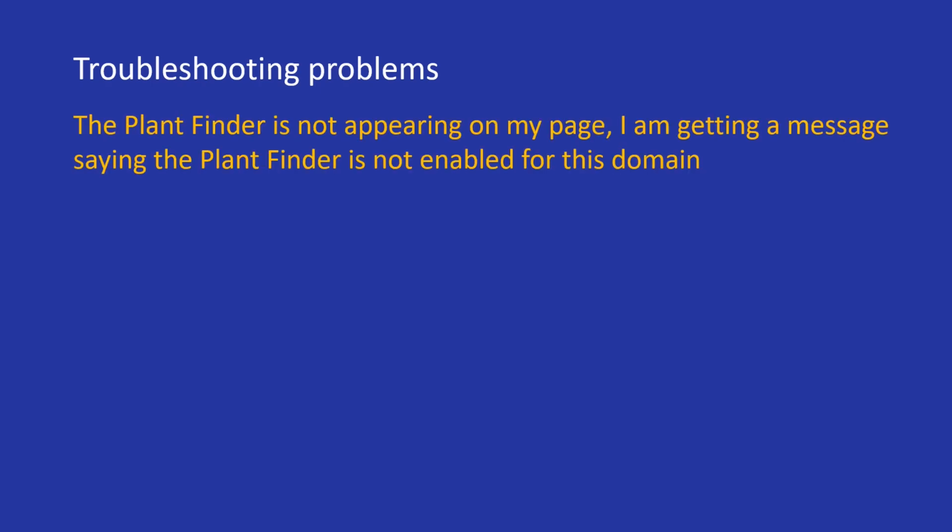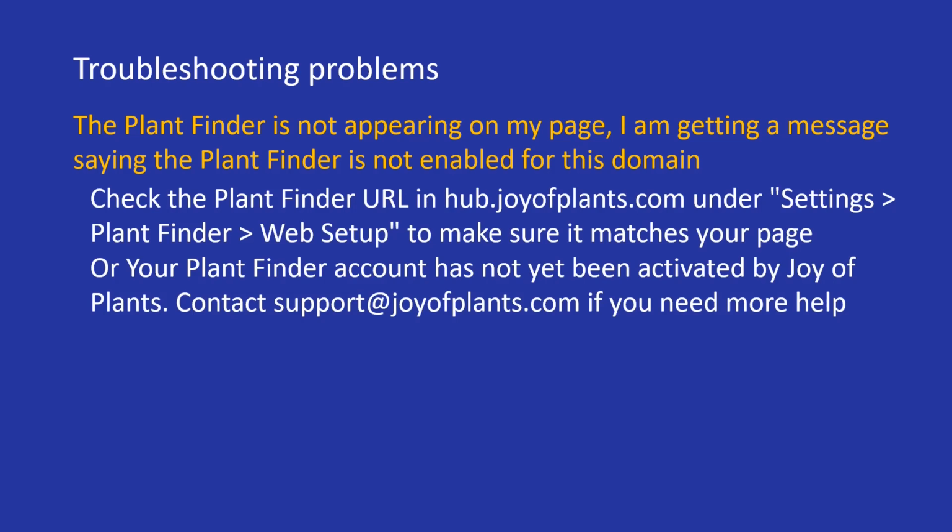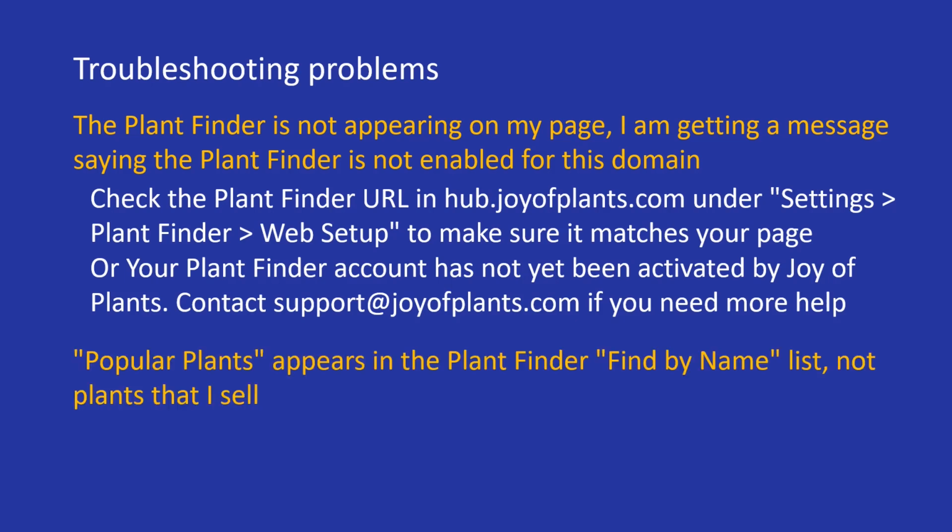And lastly, some troubleshooting for problems you may come across. The Plant Finder is not appearing on my page. I'm getting a message saying the Plant Finder is not enabled for this domain. Check the Plant Finder URL in hub.joyofplants.com under Settings, Plant Finder, Web Setup to make sure it matches the location of your page. Or else your Plant Finder account has not yet been activated by Joy of Plants. In this case, contact support@joyofplants.com for more help.